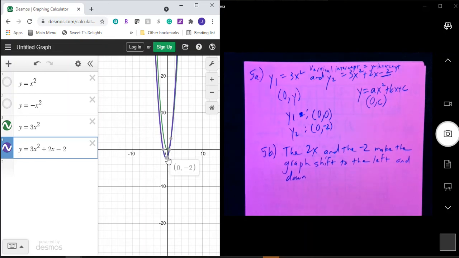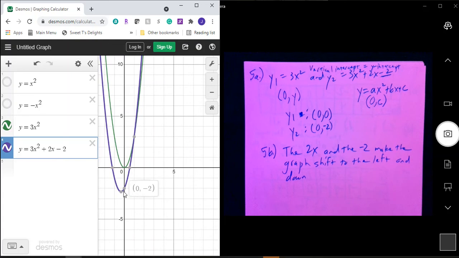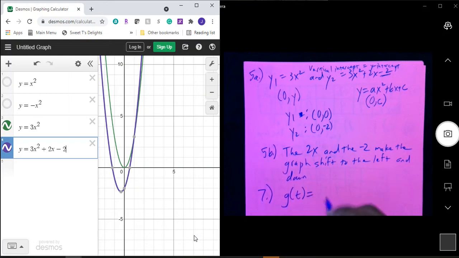And we can see that here. It shifts to the left and it's down. See if I can make it a little bigger. See how it shifted to the left, and then it's also lower. Now, so that's basically it here. And if you notice here, this is (0, -2), and this is (0, 0) for your y-intercept. So that's basically it for 5A and B. Now the next problem, I believe, was 7. So we look here at number 7, we have g of t is equal to 1/2 t squared plus t.